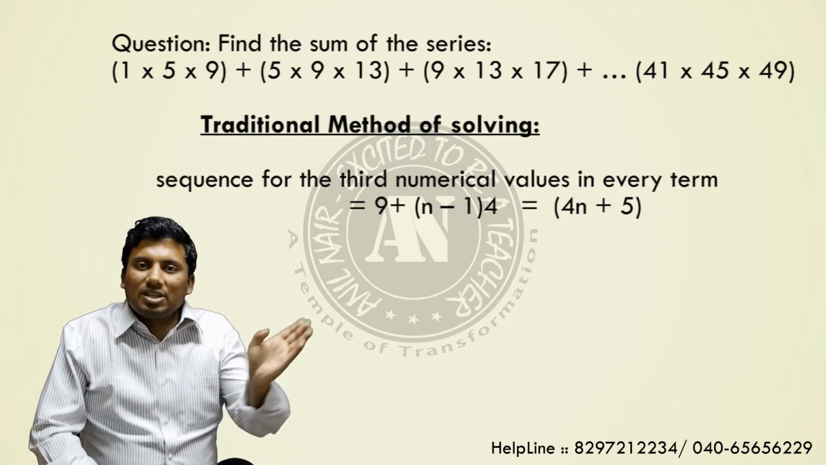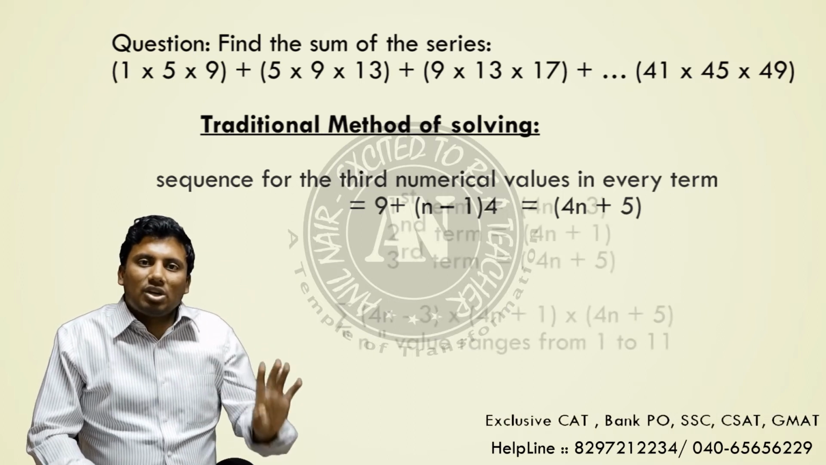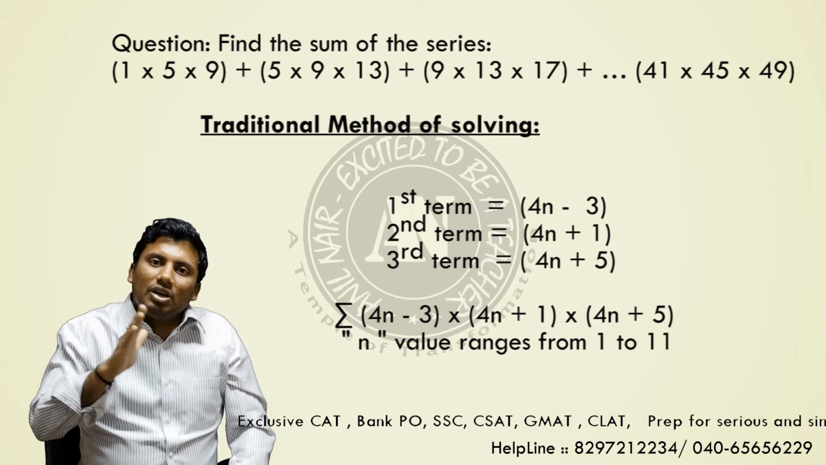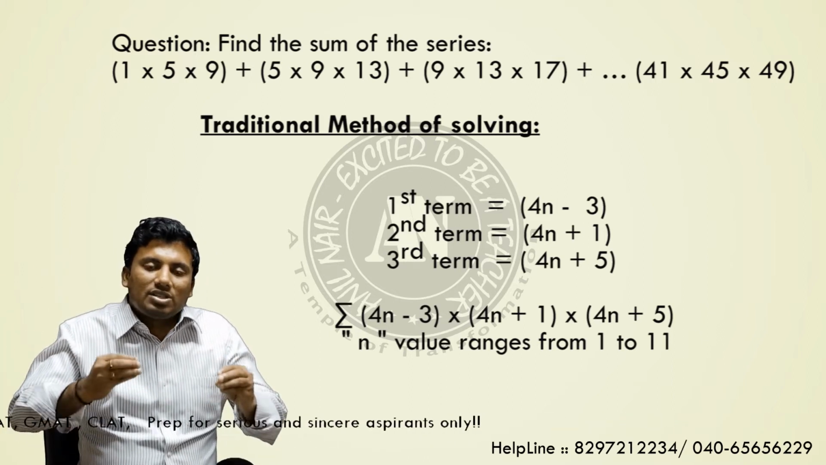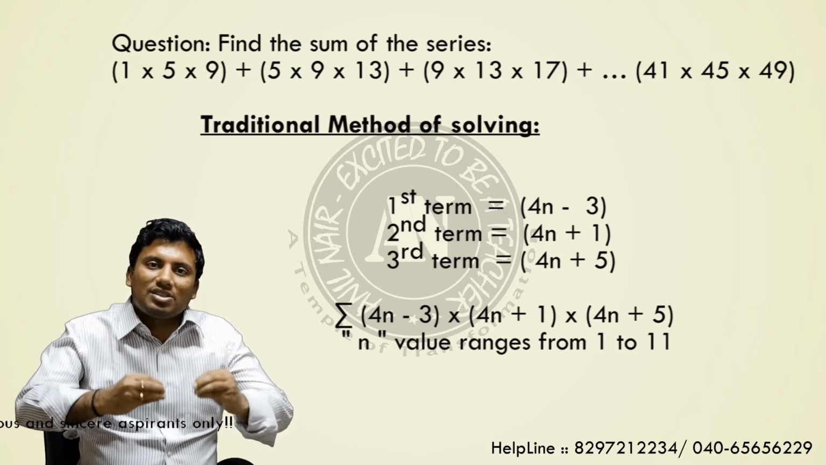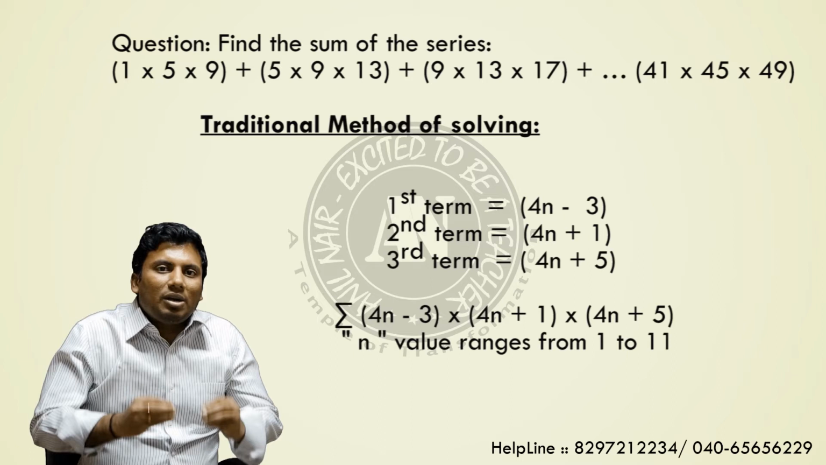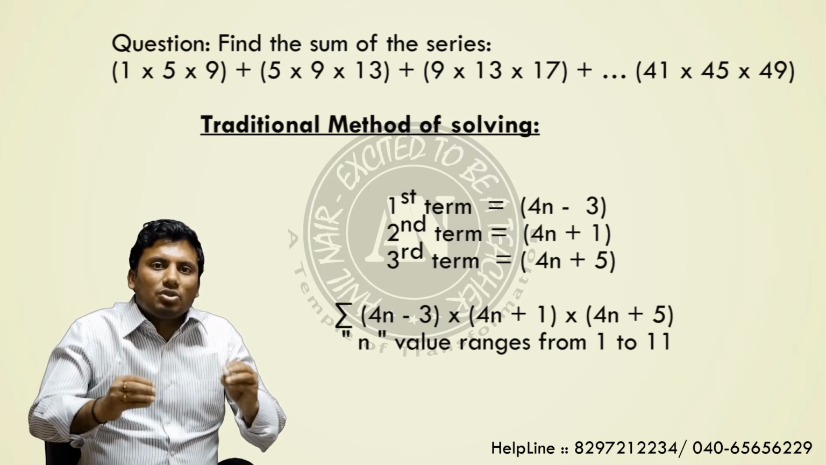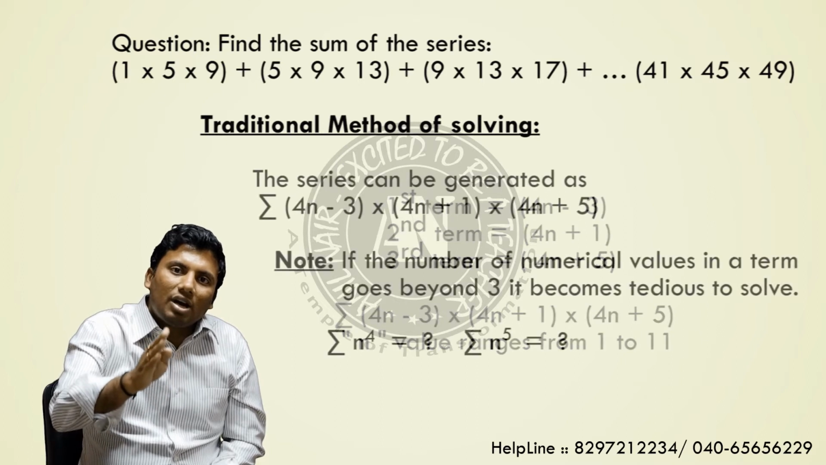Now, to find out the sum, you need to apply summation. So the answer will be summation of 4n minus 3 into 4n plus 1 into 4n plus 5, and substitute summation n cube, summation n square, summation n, you will get the answer. But the fundamental problem with this kind of approach is, what if the number of numerical values in a term is more than 3?